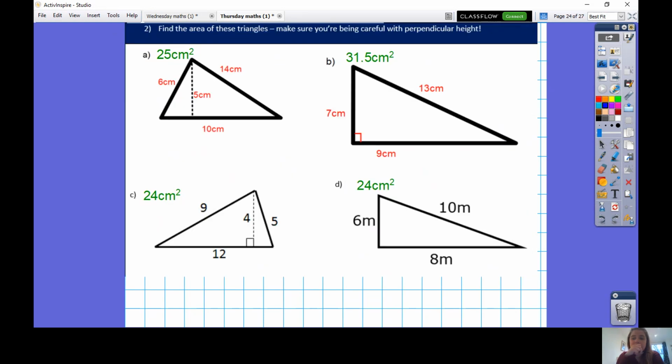Let's look at the next group of questions now. This one was a little bit trickier because you had a decimal answer, but we know how to divide by 2 and get a decimal, so that's absolutely fine. In this one, it was the base times this perpendicular height. Here, the base and this height, this one and this one, this one and this one.